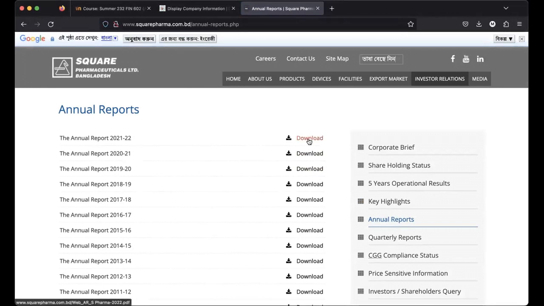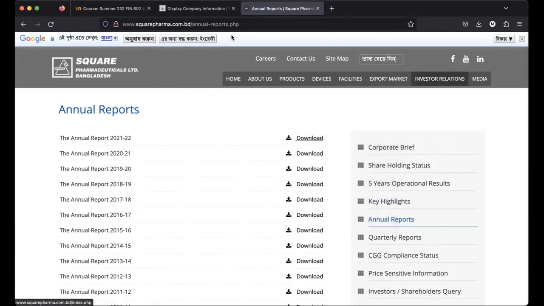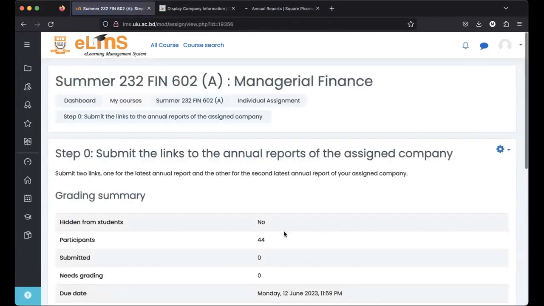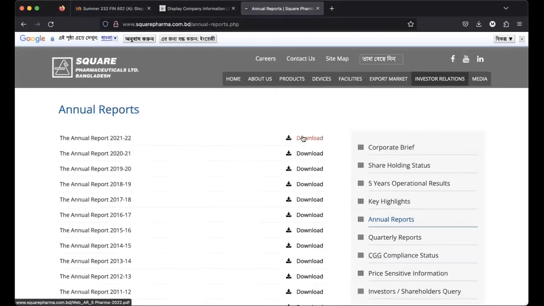Then what you need to do, you need to right click and copy the link, and then go to ELMS and submit the link here. Because I'm not a student, I'm not getting the opportunity to submit. So if you go there, you will find a text box where you will paste the link of the latest 2 annual reports. So you are supposed to submit 2 links, one link for the latest annual report, another link for the second latest annual report.